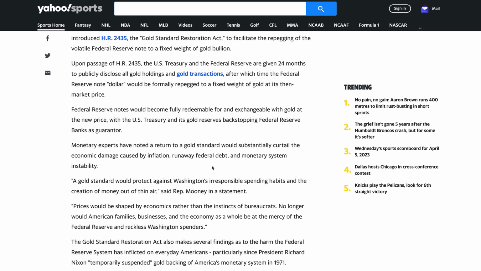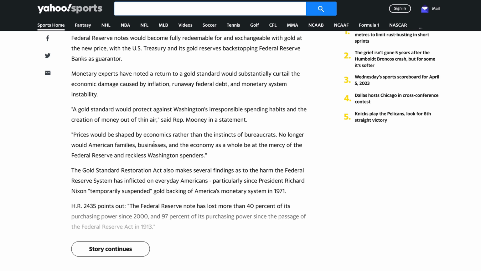So, I mean, it's just a bill. Who knows if it will pass? Unfortunately, it probably won't. A gold standard would protect against Washington's irresponsible spending habits and the creation of money out of thin air. As we all know, prices would be shaped by economics rather than by instincts of bureaucrats. No longer would American families, businesses, and the economy as a whole be at the mercy of the Federal Reserve and reckless Washington spenders.